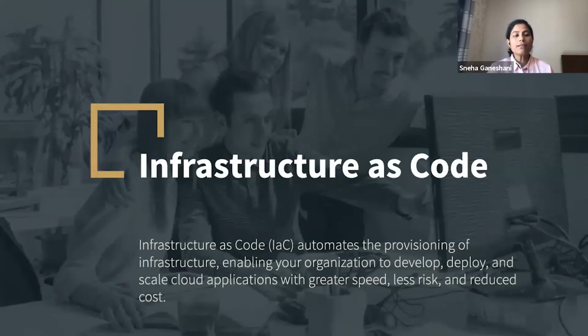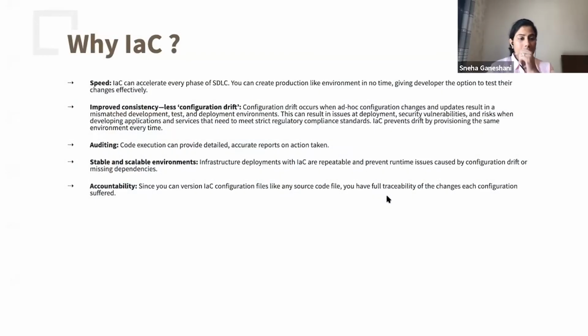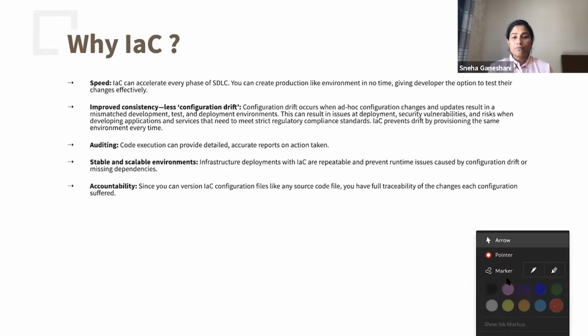Then what is the benefit of using IaC and why do we need IaC? First is speed. Infrastructure as code can accelerate every phase of SDLC, wherein you can deploy your changes, test it, and configure it in a way you want. So you can create your production-like environments in no time, giving developers the time to test their changes effectively and efficiently. It also improves consistency.